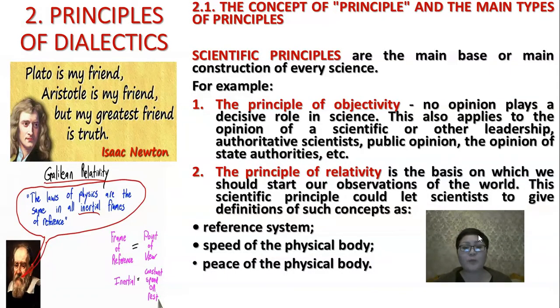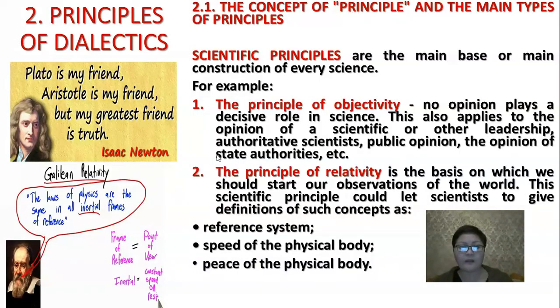No opinion plays a decisive role in science. This also applies to the opinion of scientific or other leadership, authoritative scientists, public opinion, the opinion of state authorities. For example, Isaac Newton, the famous English scientist, said, "Plato is my friend, Aristotle is my friend, but my greatest friend is truth."